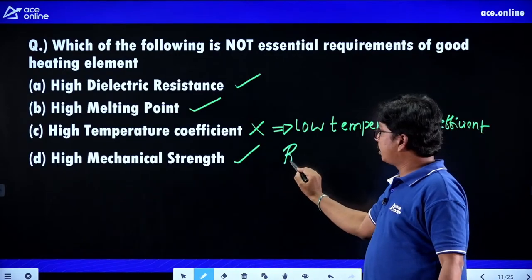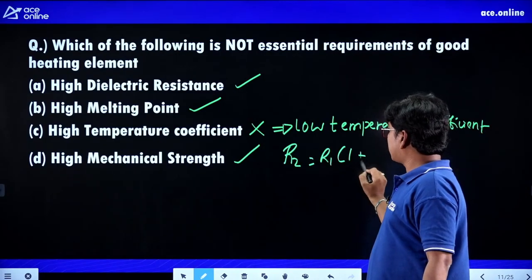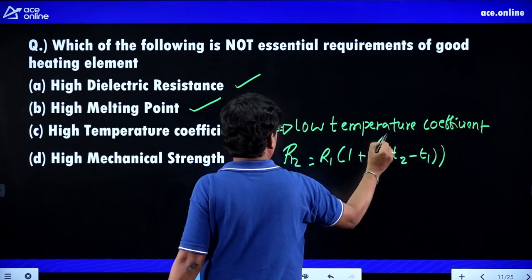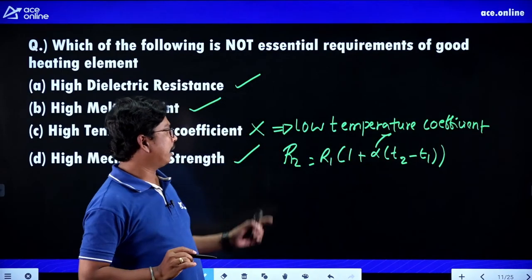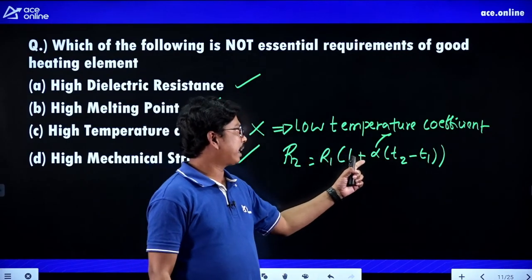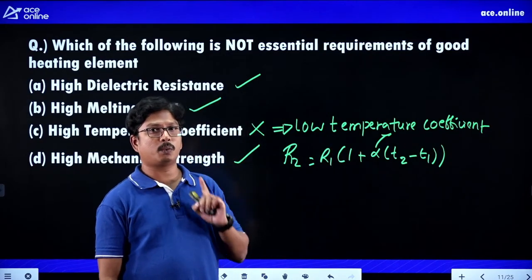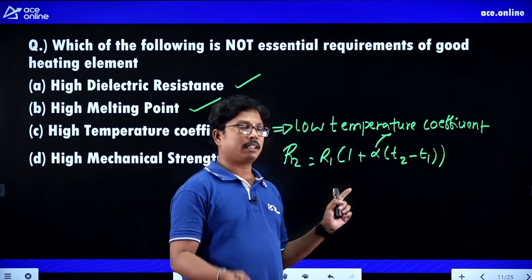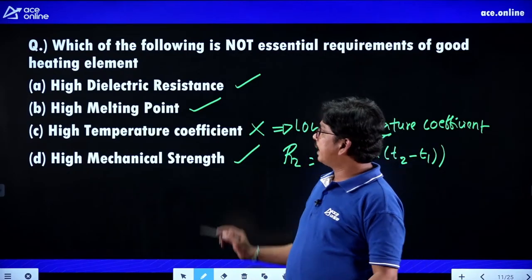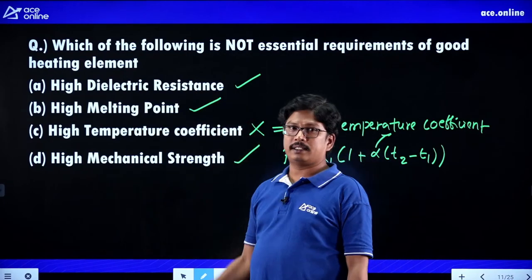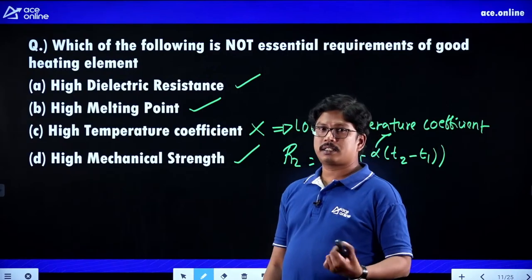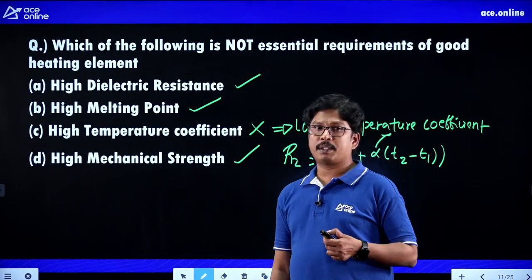R2 is equal to R1 into (1 plus alpha into (T2 minus T1)), where alpha is called the temperature coefficient, and that should be very low. Even though the temperature changes a lot, when alpha is chosen as 0.0001 or like that, there is not much variation in the resistance of the heating element. Because of that, it needs low temperature coefficient, high dielectric resistance to avoid leakage currents, high melting point, and high mechanical strength. So these are the points that you can remember from this one.